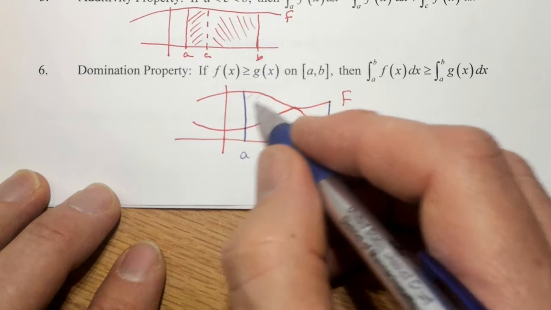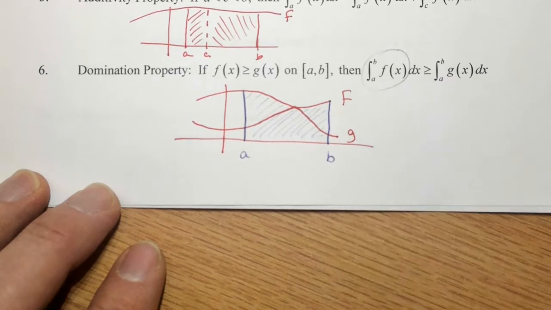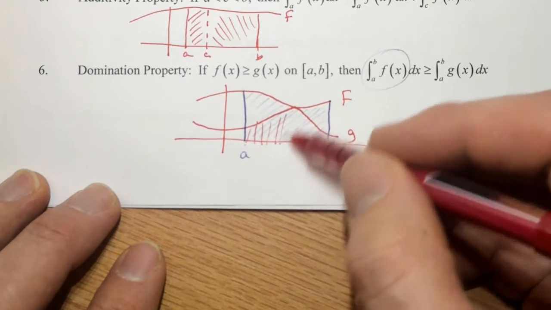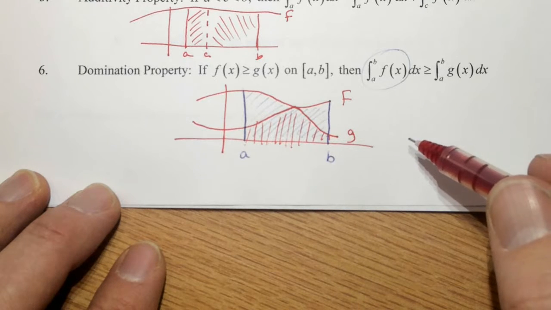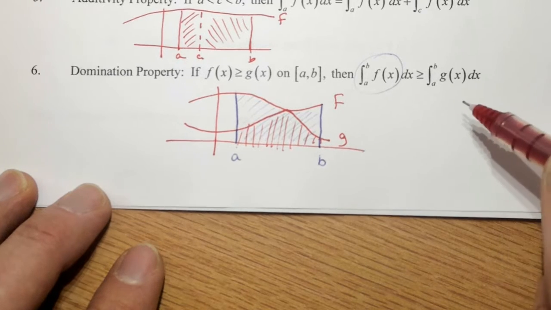So the f function, if we were to find this value, that blue region is guaranteed to have a larger area than the red region. There's no way it can work otherwise. The reverse of this, the converse of this, is not necessarily true, though.